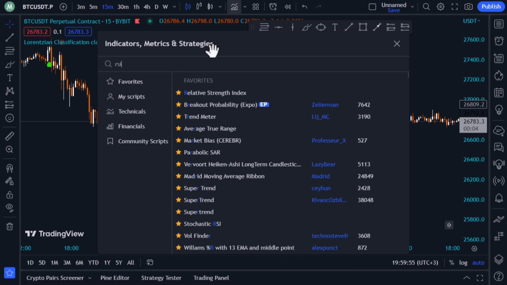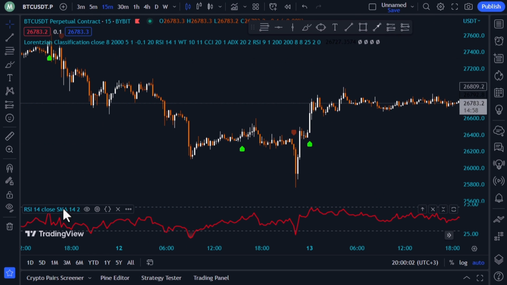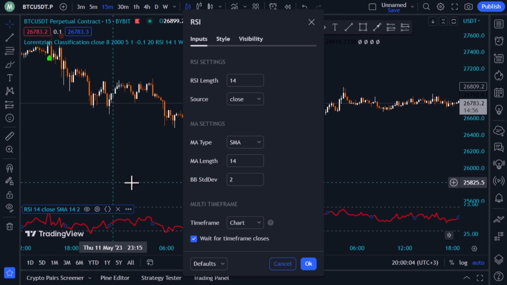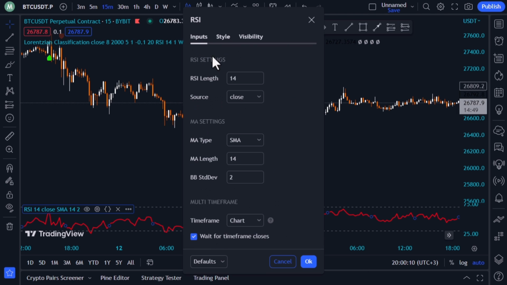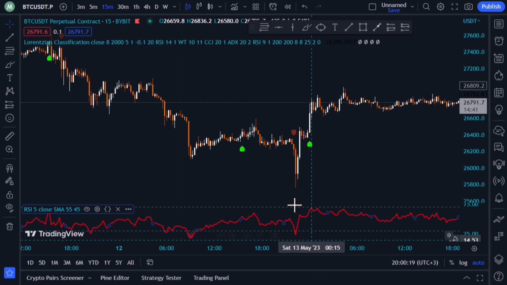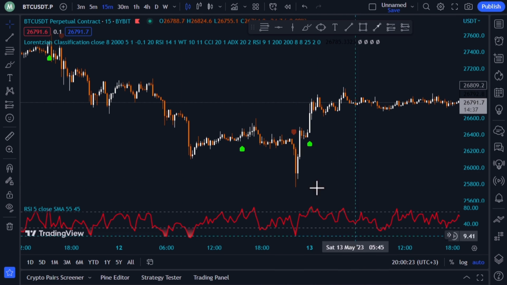For the second indicator, I used the relative strength index, or RSI. If you don't know the whole concept about RSI and how it works, don't worry. Previously, I made a completely dedicated video and session about it, which I'm gonna leave the link to down in the description, and you can check it out. I set the RSI length to 5 and the upper and lower bands to 55 and 45. This tighter indicator reacts quicker to price changes.